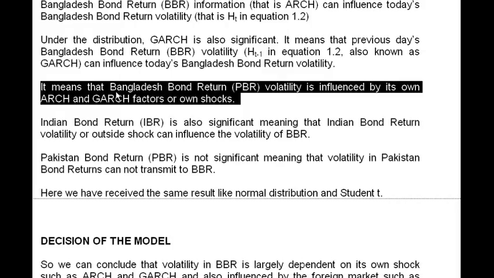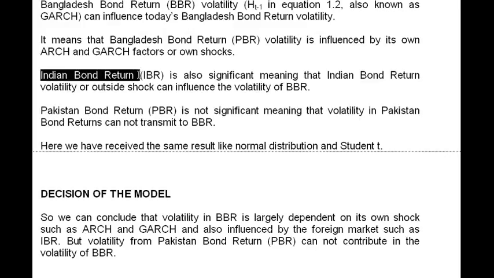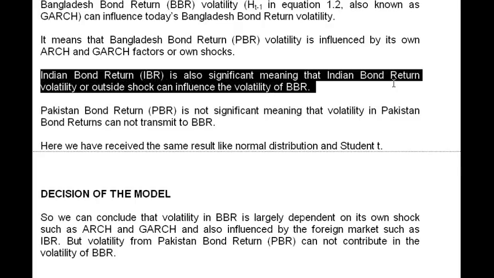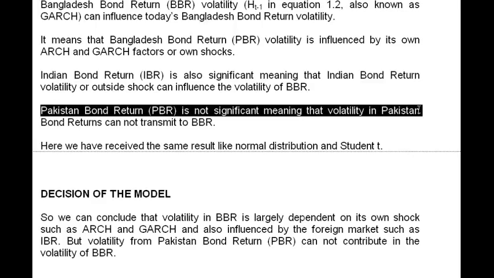And what about the Indian bond return? It is found significant, meaning that Indian bond return volatility, or outside shock, can influence the volatility of BBR. So the result is also as before. Then what about Pakistan bond return? It is found not significant, meaning that volatility in Pakistan bond return cannot transmit to BBR.